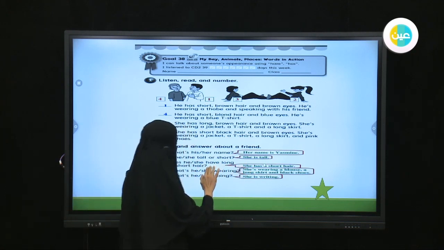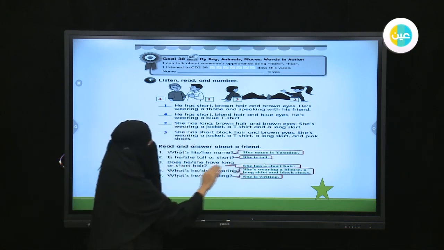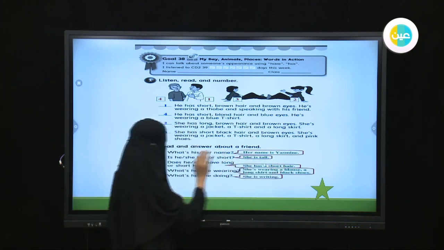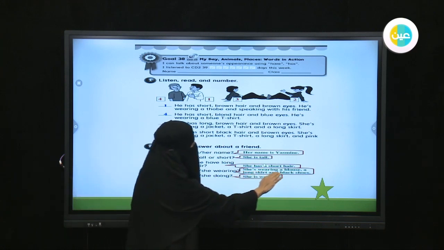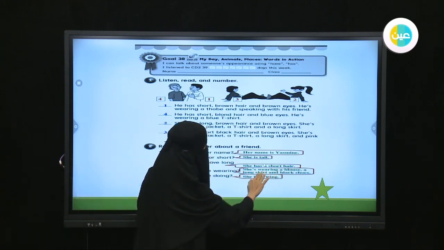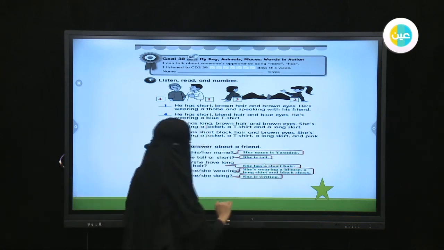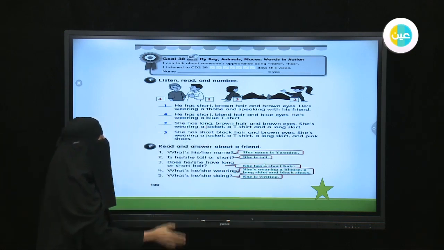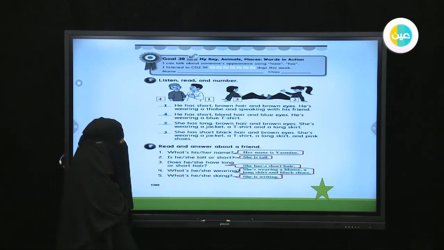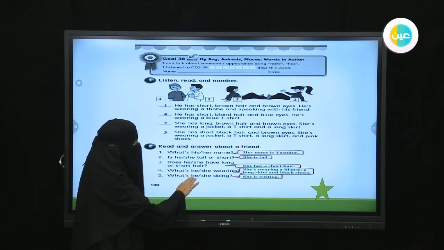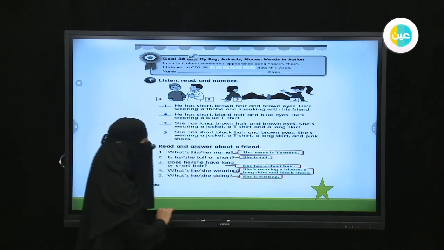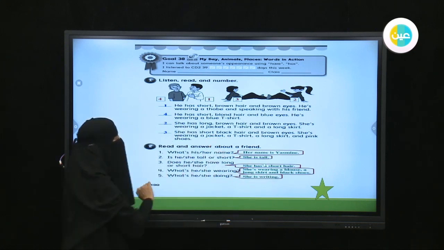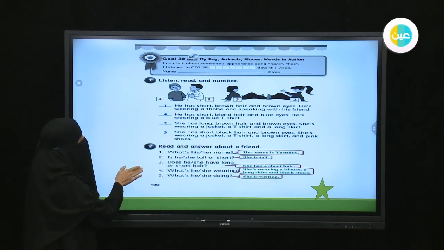Does she have long or short hair? She has short hair. What's he or she wearing? She is wearing a blouse, a long skirt, and black shoes. This is how you can answer. You can just say she's wearing a red dress, okay? What's he or she doing? She is writing. So by this description, I will know which girl you're talking about.